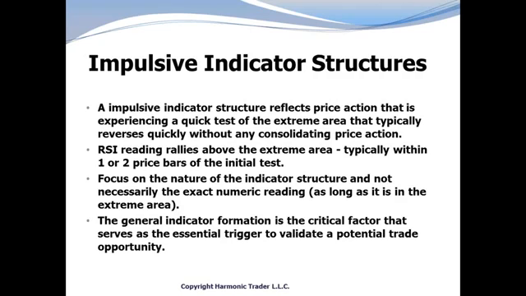Impulsive indicator structures. An impulsive indicator structure reflects price action that is experiencing a quick test of the extreme area that typically reverses quickly without any consolidating price action. And the RSI reading will typically rally above the extreme area in the overbought case, typically within 1 or 2 price bars of the initial test.